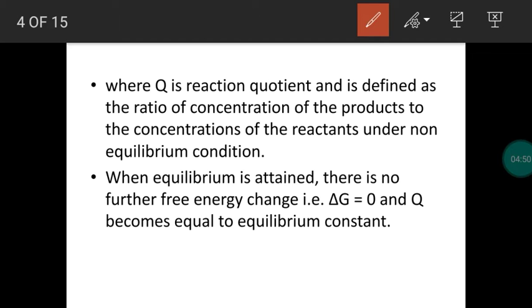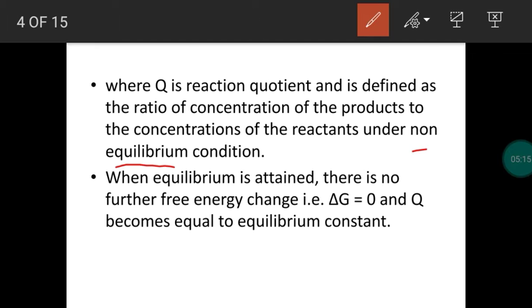But the only difference is what? Whether the reversible process is in an equilibrium condition or a non-equilibrium condition. That is the difference. If the reversible process is in a non-equilibrium condition, that means the forward reaction will have a different rate than the backward process. The rates of the forward and reverse reactions will not be equal. It is called a non-equilibrium condition.